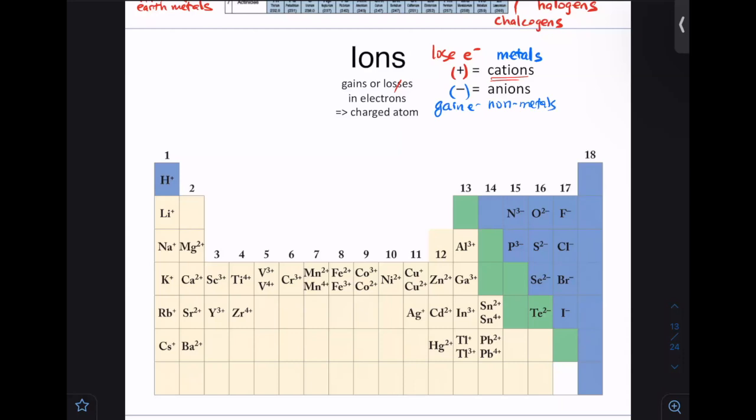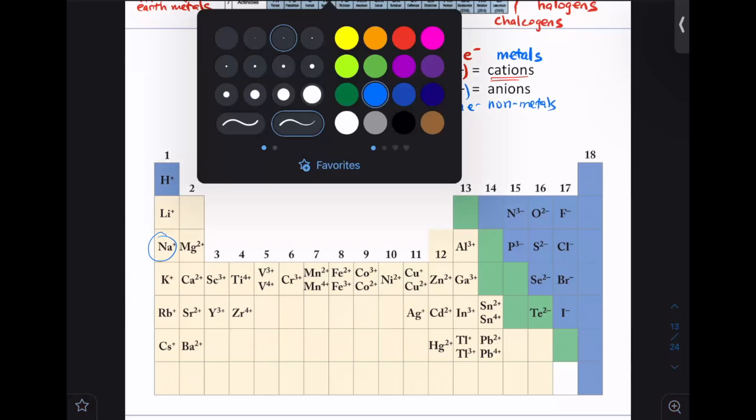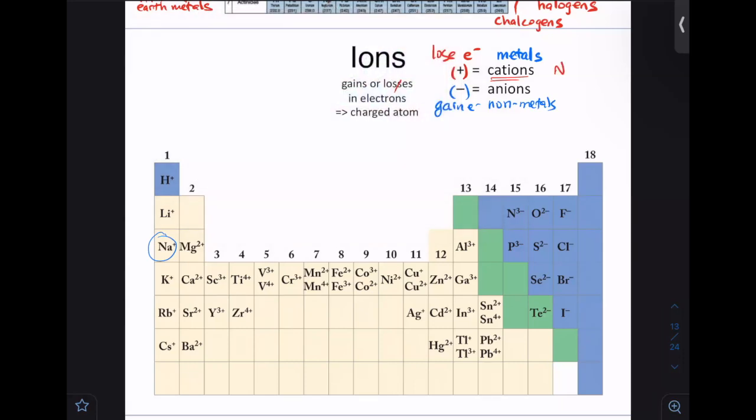Here's one example of a metal. Let's pick on sodium. Sodium is a metal, and sodium can form a positively charged cation. And when it does so, we would write it this way: the chemical symbol Na. We're not going to put in the atomic number and the mass number like I showed you at the beginning, but I am going to put the charge. The charge goes in the upper right-hand corner. Sodium, when it forms a cation, forms a 1+ cation.